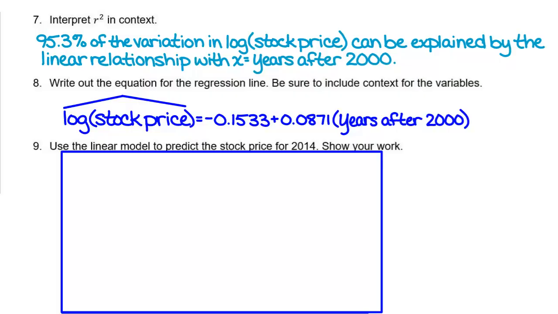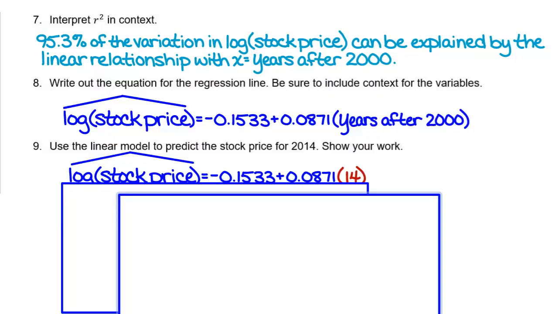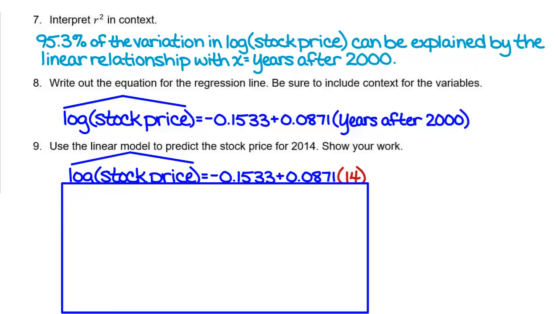Because we're using the transformed data. Yep, we're using this. This is a better model, so this is what we're going to use now for predictions. All right. What's the first thing you would need to do on this problem? Plug in 14 in the place of? Years after 2000. Exactly right.